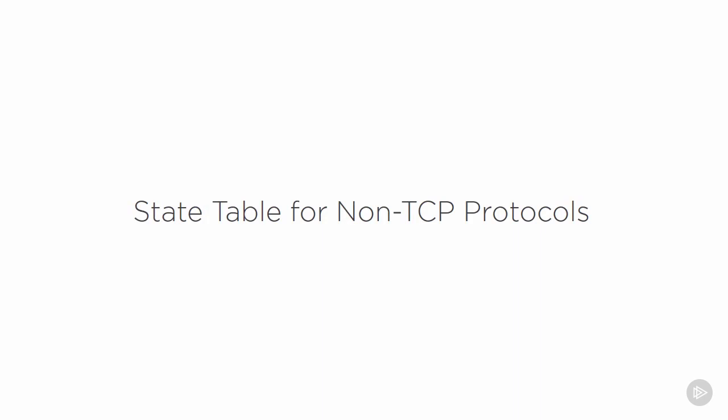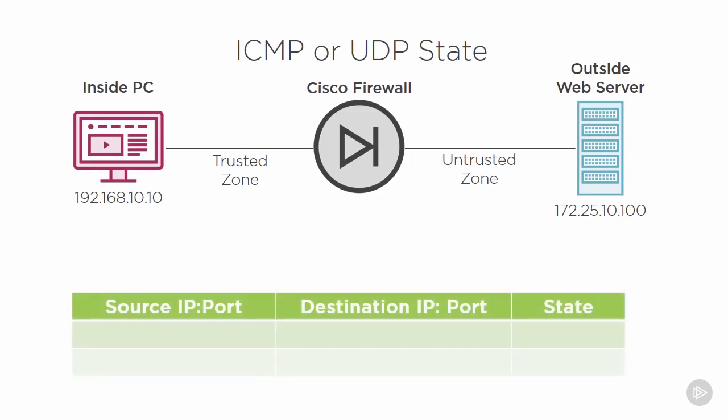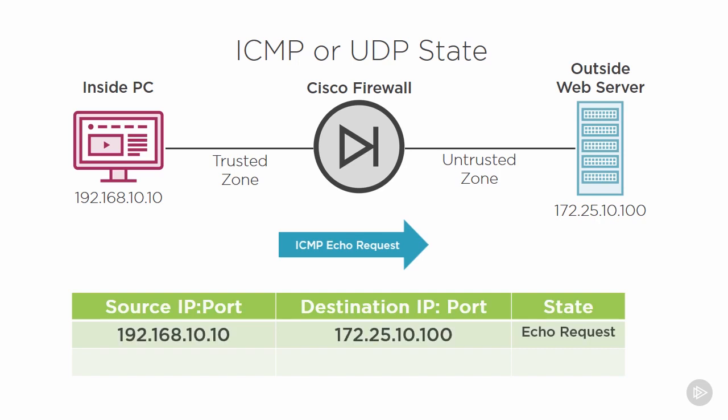So what we need to do is create a state table for non-TCP protocols. Almost all firewalls will have this capacity to keep track of things like the state of ICMP. So if we send something like an echo request, I keep track of the source IP, the destination IP, and the type of ICMP message this is, which in this case is an echo request.